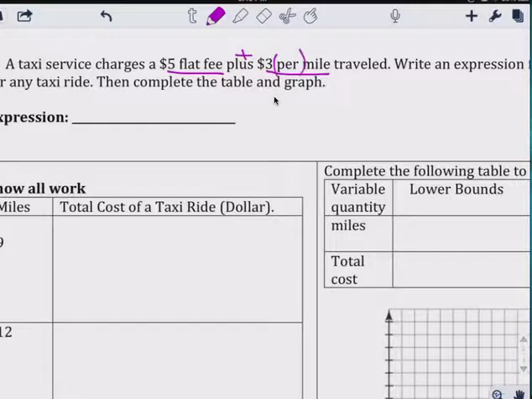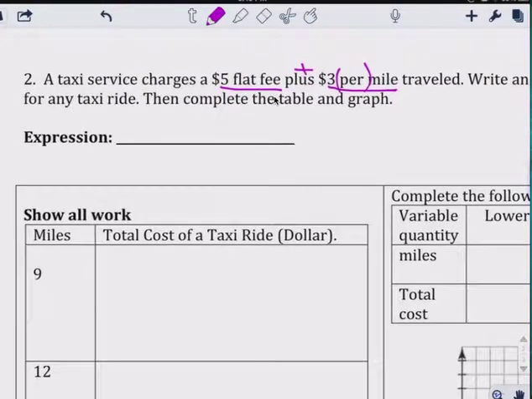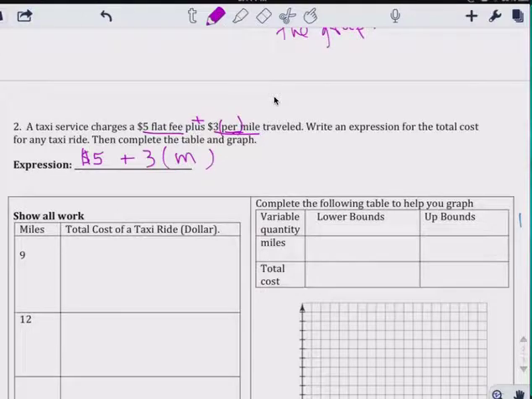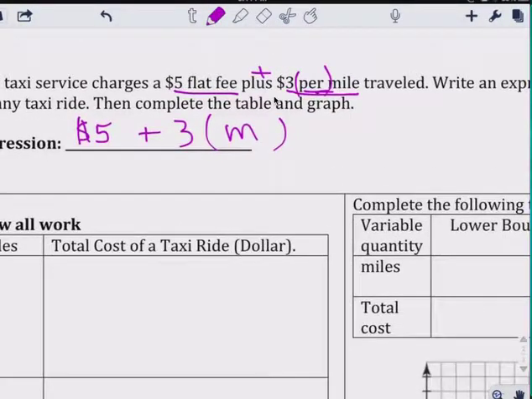Okay, now, a taxi service charges a $5 flat fee plus $3 per mile traveled. Now, per means times. $5 flat fee, so it costs you $5 flat, nothing else, plus $3 for each mile. So instead of writing out the word mile there, because we don't know how many miles, it says write an equation for the total cost for any taxi ride. So for any taxi ride, we need to know the mileage in order to find the total cost.